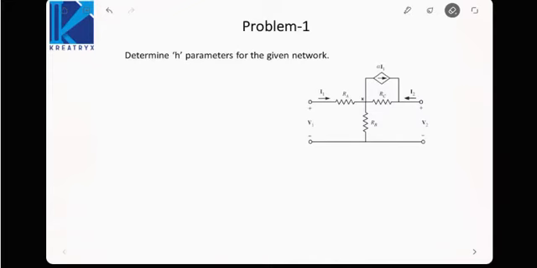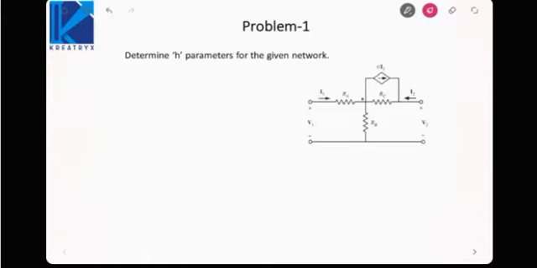Hi guys, in the last lecture we saw some problems based on the parameters of two-port networks. So in this lecture we'll continue from the same point and look at some more problems based on parameters of the two-port network. So if you see this problem, it is asking for the H parameters of the given network.